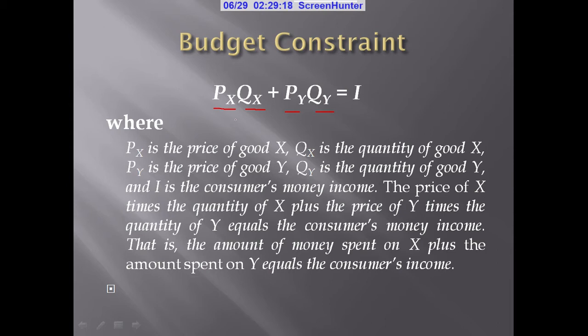Both expenditures, because we are assuming there are only two commodities that the individual is consuming, therefore when we add up the expenditure on commodity X and the expenditure on commodity Y, we will get the total income of the individual, I. This shows the total income of the individual, and we are assuming here the individual consumes all of his income. That's why we use the equality sign here.